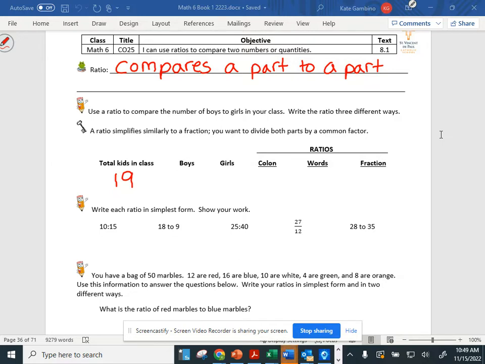How many of us are boys? So let's count. 1, 2, 3, 4, 5, 6, 7, 8, and go. 9. I'm not a girl. No, I think I counted him though. I'm a girl. 1, 2, 3, 4, 5, 6, 7, 8, 9. I did not. Your head was down. So there are 9 boys. So how many are girls? 10. Let's double check. 1, 2, 3, 4, 5, 6, 7, 8, 9, 10.